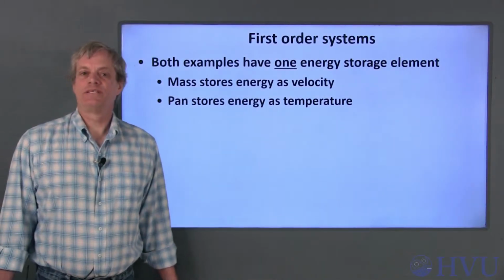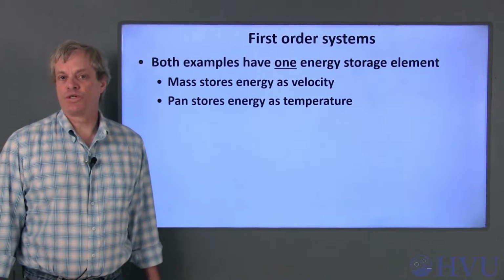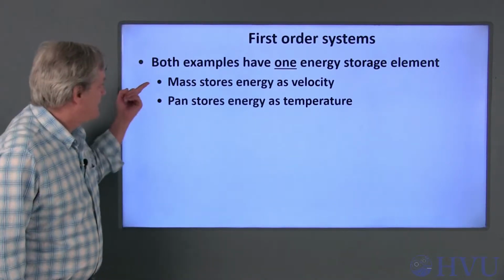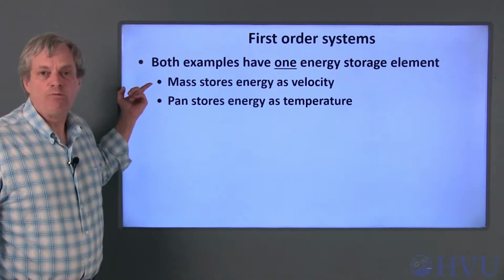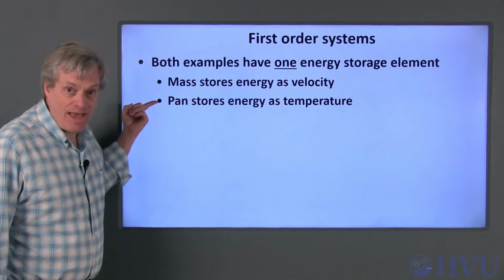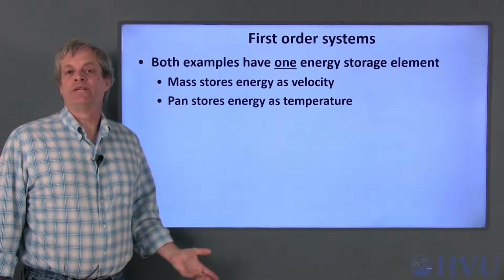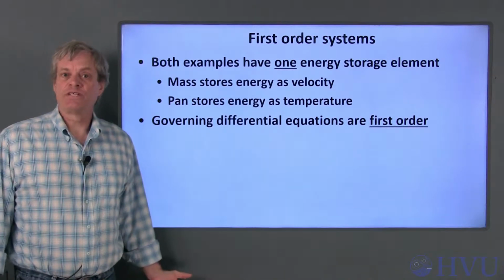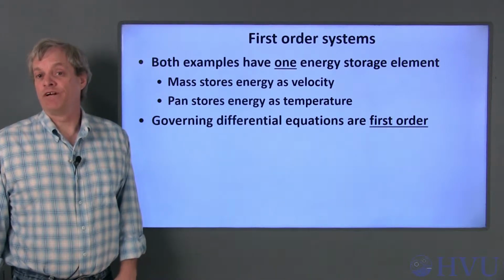Both of the previous examples are what are called first-order systems. That means that they have one energy storage element. In the sliding mass example, the only way to store energy is as the velocity of the mass. In the frying pan example, the energy stored is indicated by temperature. By definition, first-order systems are governed by first-order differential equations.